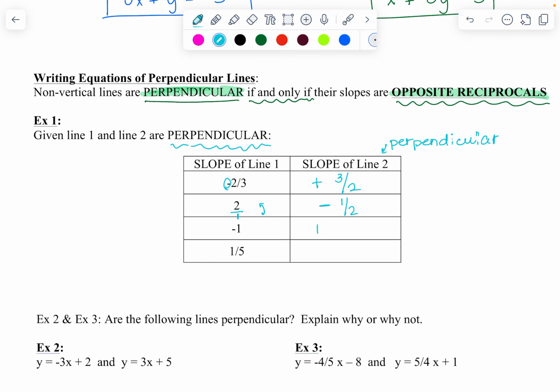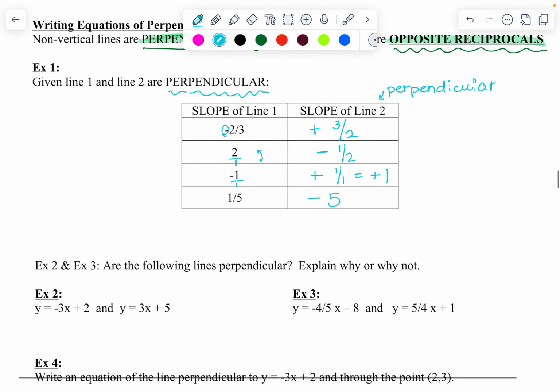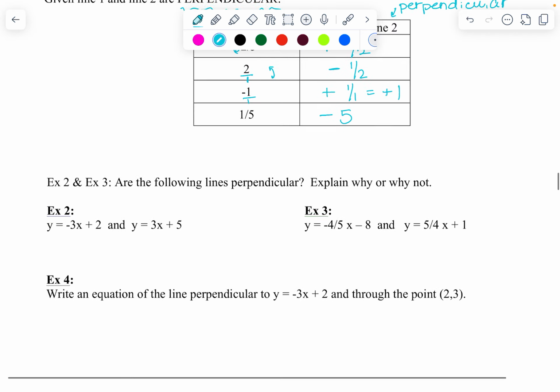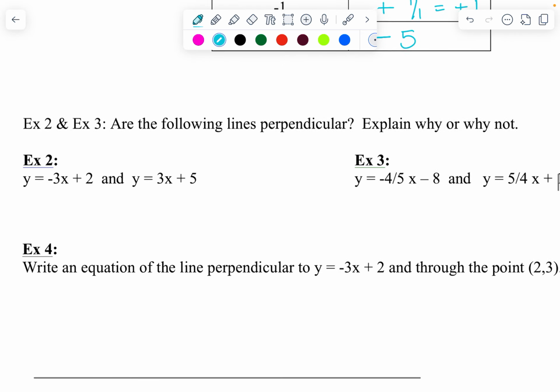Opposite of negative is a positive, and this is negative 1 over 1, so it's now positive 1 over 1, which is just positive 1. Over here, you have a positive 1/5. The reciprocal would be negative 5. Opposite reciprocal.